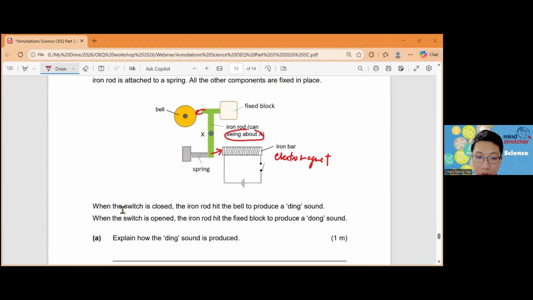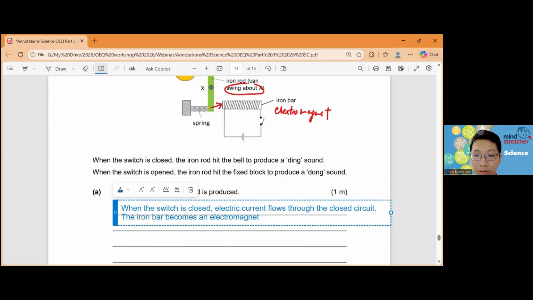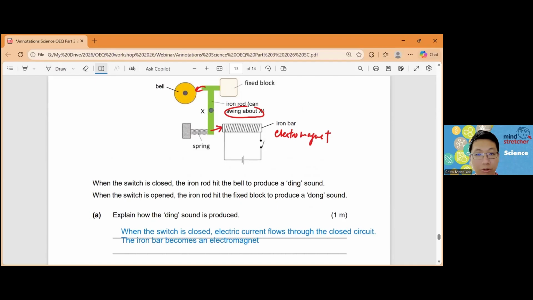So you have to give me the full picture. You close the switch. When the switch is closed, electric current flows through the circuit and the iron bar becomes an electromagnet. Okay, that should be the first part. But this question is only 1 mark, so do not write too long. My answer is maybe too long. You have to say that it becomes an electromagnet attracting the iron rod. Okay, so let's continue.